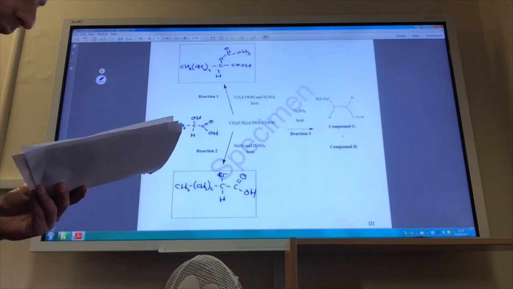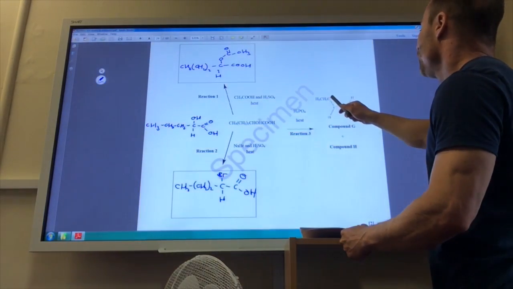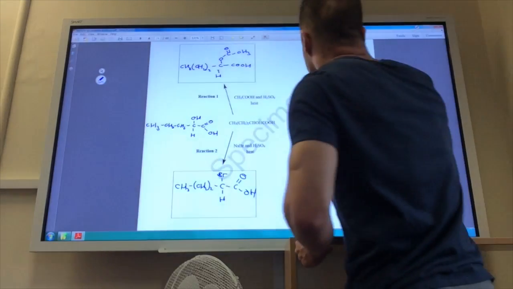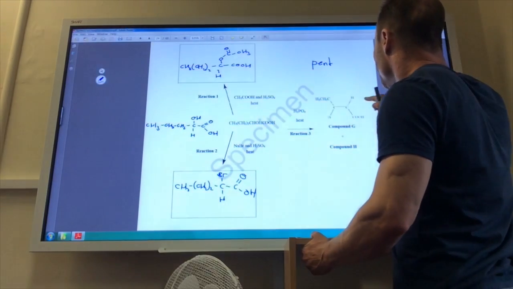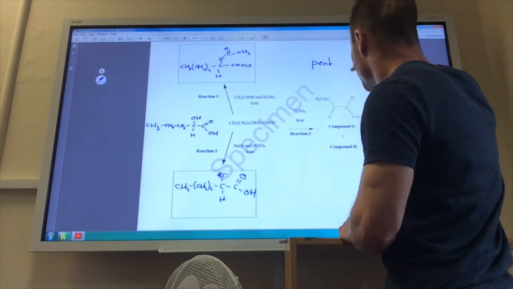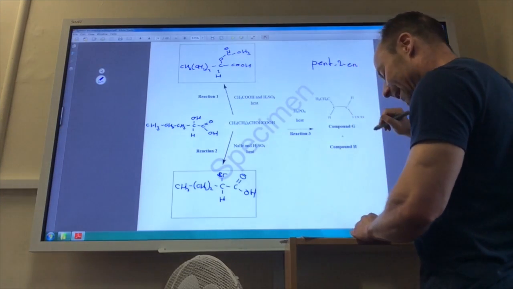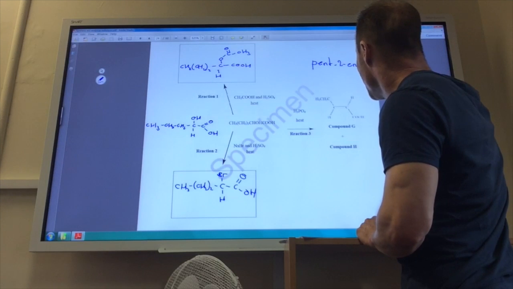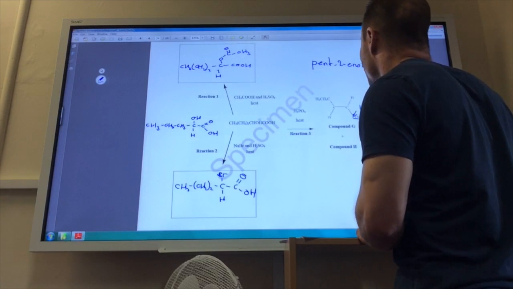Okay, the next question, part 2, it wants me to name compound G. So compound G, let's look at it. I've got 1, 2, 3, 4, 5 carbon atoms, so it's going to be pent. I've got a double bond coming off carbon number 2, so it's going to be pent-2-ene, and then it's a carboxylic acid, so it's going to be oic acid. Remember, in a carboxylic acid, that's going to be carbon number 1.